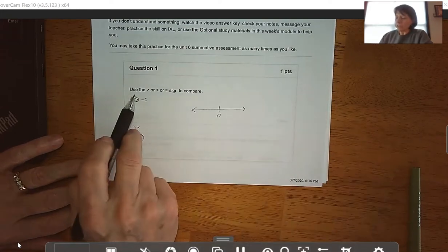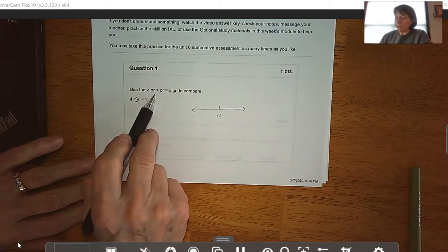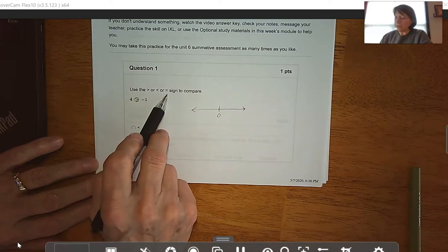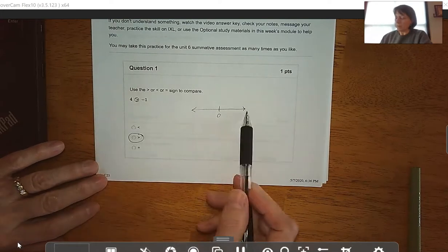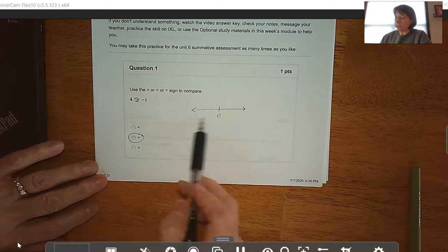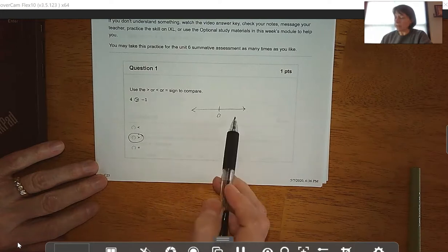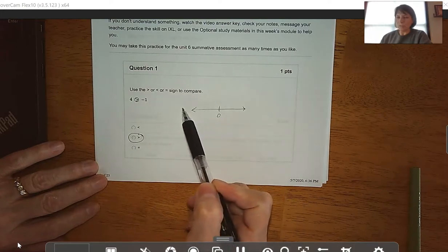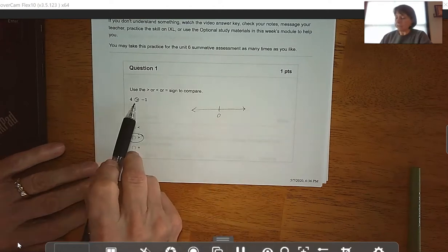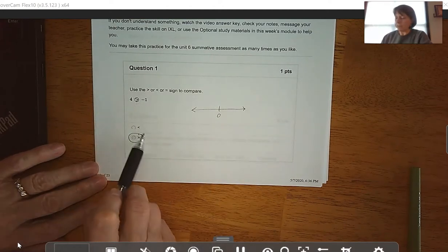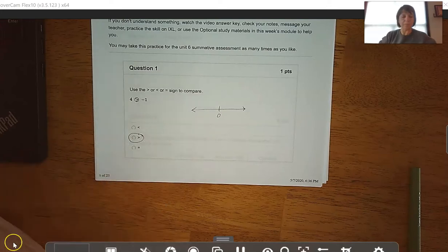Okay, so the first question says, use greater than, less than, or equal sign to compare 4 and -1. Remember that on a number line, the negative numbers are to the left of the positive numbers, and the further you move to the left, the smaller your numbers are getting. So positive 4 is going to be greater than -1, so we want the greater than there.